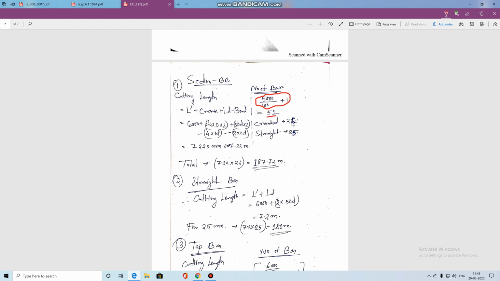So 51. Now if we divide it equally, I am taking one extra for crank and one less for straight, because it is an odd number. That's why I am taking crank bar 26 and straight bar 25. Now I have to calculate the length of the bar. This is simply 6000.